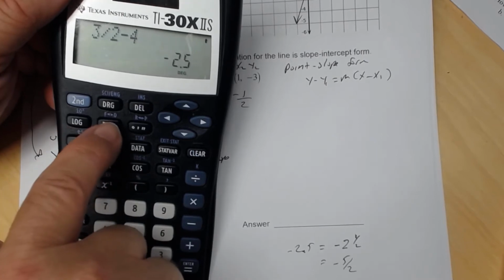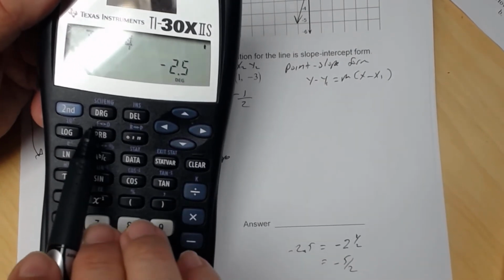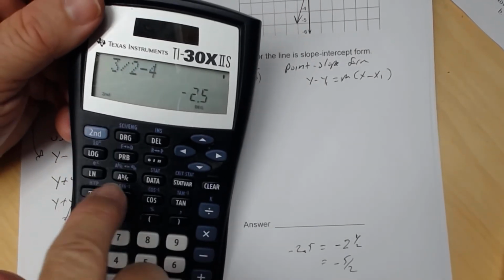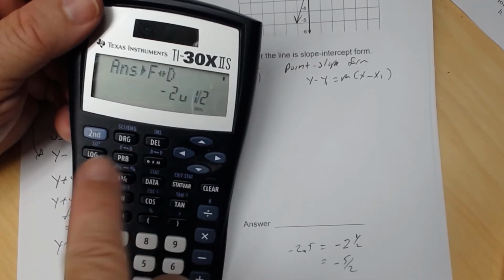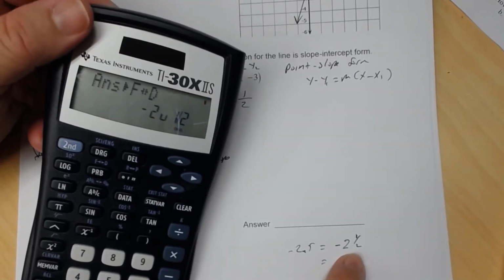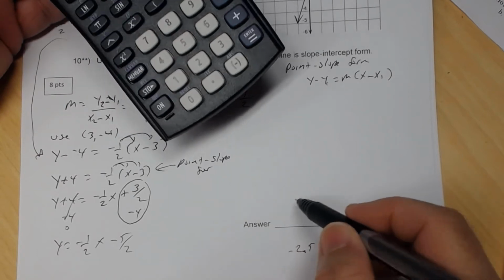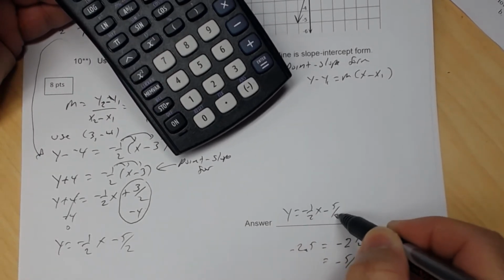But if you didn't know that, all you had to do is just use your function here. You see where it says f to d right here? That's purple, right above the b. So you're going to press second, and then press this, and then press equal. You're going from fraction to decimal, decimal to fraction, and so you get negative 2 and 1/2. And then you just have to change that back to an improper fraction. So then your answer is y equals negative 1/2 x minus 5/2.